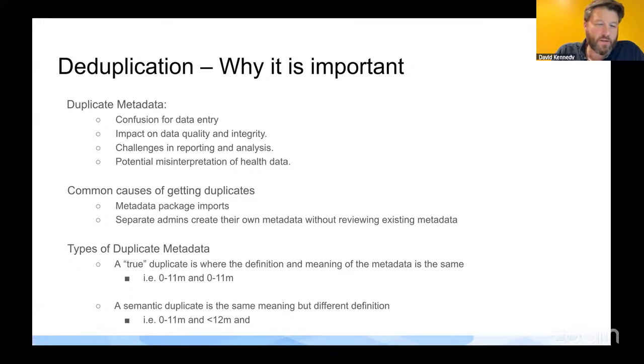I just wanted to highlight that we've got a couple of different types of duplicate metadata. This isn't a very scientific explanation, this is a bit more of a guideline, but what we're calling a true duplicate is when the definition and the meaning is exactly the same. This is usually when you've got an import that's been a mistake. You've got, like in this example, two category options that say exactly the same thing. And those ones can be easier to detect because they say the same thing.